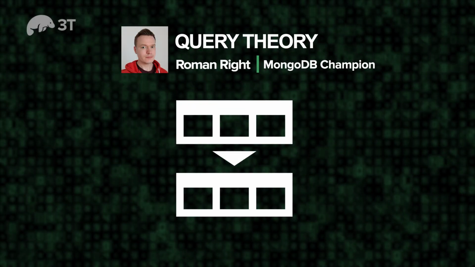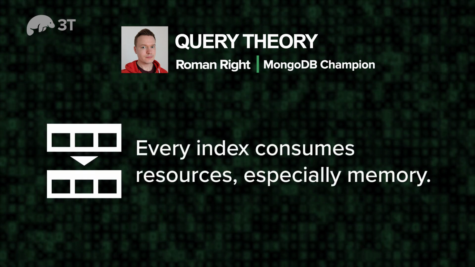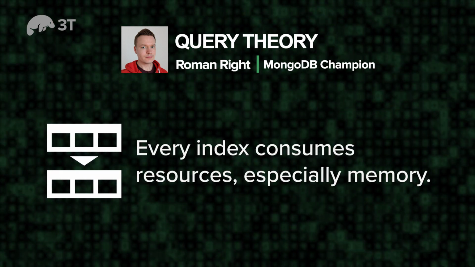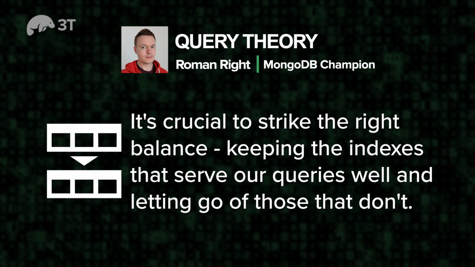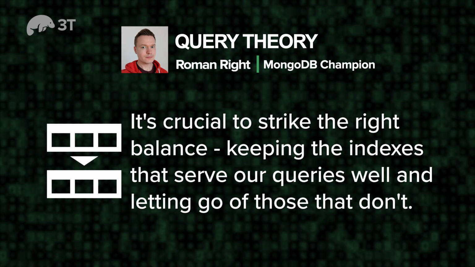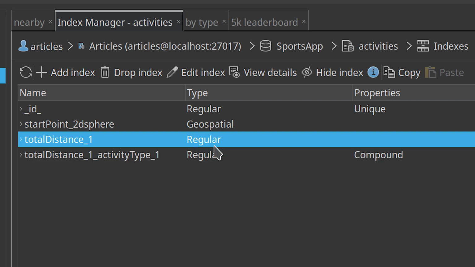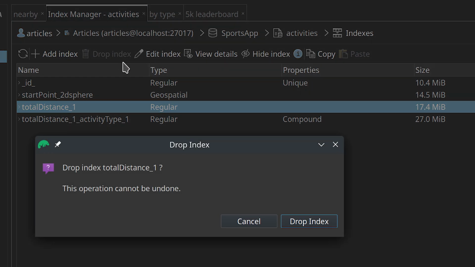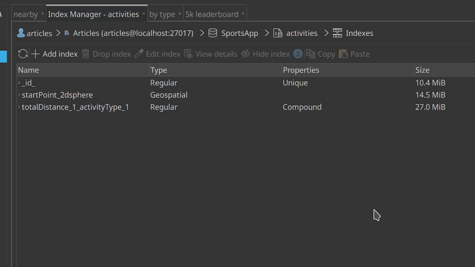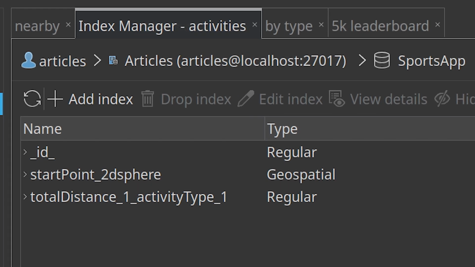But as we embrace the power of indexes, let's not forget the cost. Every index consumes resources, especially memory. It's crucial to strike the right balance, keeping the indexes that serve our queries well and letting go of those that don't. Here we're faced with an outdated index that's no longer optimal for our needs. It's time to declutter, creating space for more efficient operations and allowing MongoDB to optimize memory usage for performance. By removing this index, we're streamlining our database's resources, ensuring that only the most relevant indexes are in play. This, in turn, enhances the performance of our queries and the overall efficiency of our database.